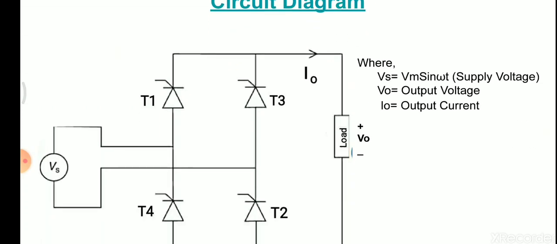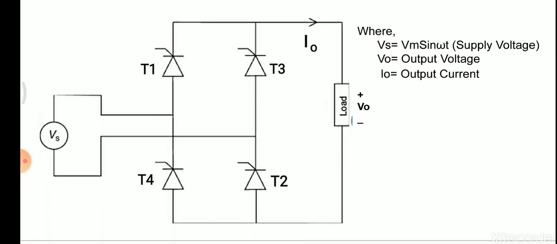This is the circuit diagram. Here we are using a bridge type rectifier. In this circuit there are four thyristors that we are using, which are T1, T2, T3 and T4, and Vs is the supply voltage, which is equal to Vm sin omega t. V0 is the output voltage, I0 is the output current, and the load which we are using here is RL type of load. Okay, so let us discuss the working.